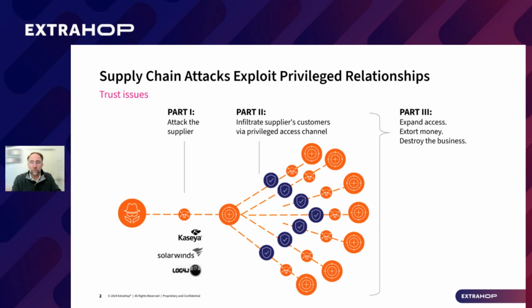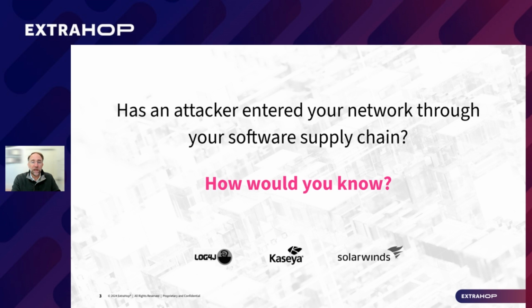So the question, given that, is: has an attacker entered your network already? And most importantly, how would you know if somebody is already in your network if you don't have access to the code, or to what's going on in those devices or third-party applications? That is the crux of the challenge with supply chain attacks.